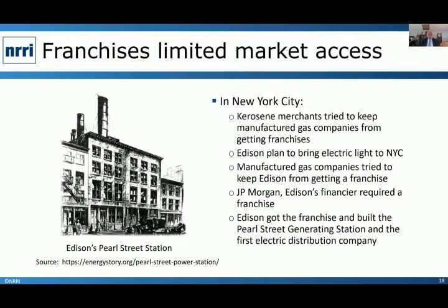scarce due to harvesting for lighting purposes, the kerosene industry developed, technologically developing kerosene lamps and new forms of lighting. As the manufactured gas industry, which was quite successful, tried to come into New York City, the kerosene merchants tried to keep the manufactured gas interest from getting franchises. They succeeded. As you could see from the previous slide, it was really a horrible industrial process.